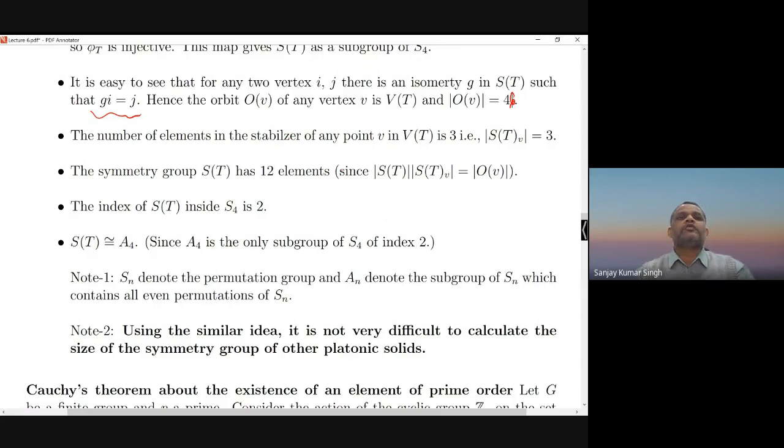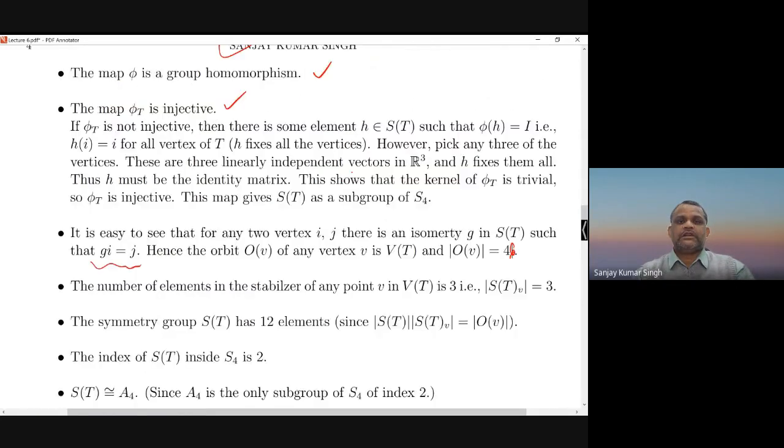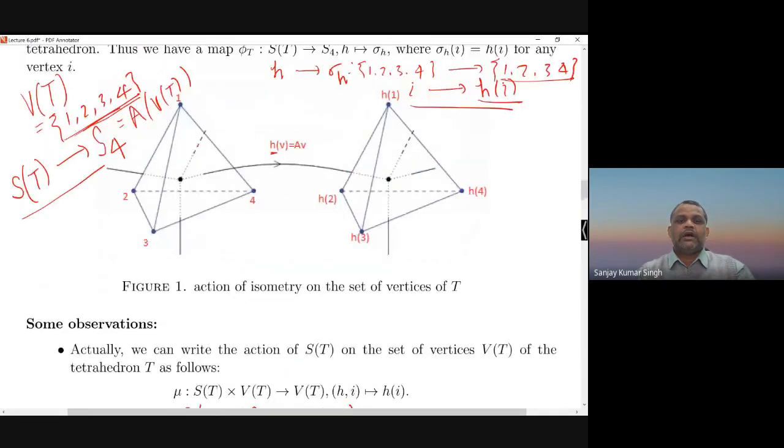And now I am going to compute the stabilizer. So let us come back here. Now I am going to compute the stabilizer of this point. So what is the stabilizer of this point? It means all isometries which fix this point. Suppose this point is fixed, then what are the possibilities for all isometries? All isometries can only change these 3 vertices.